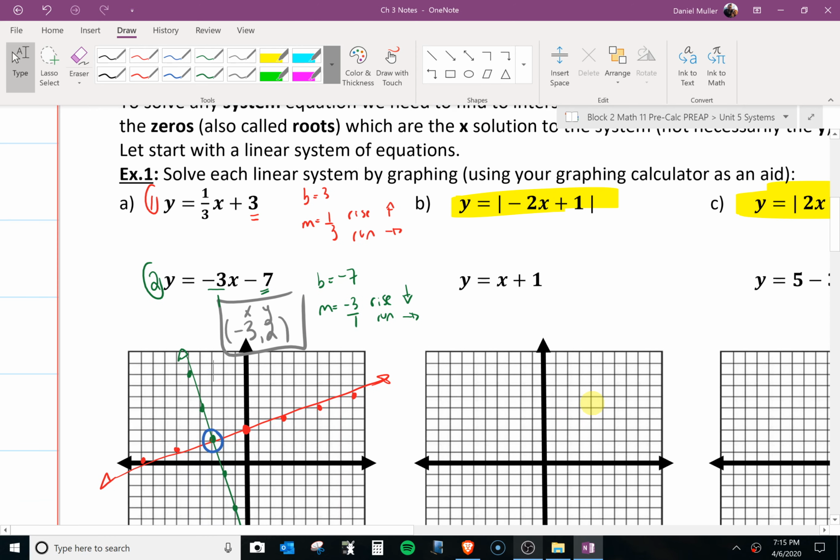So if we take -3 and put it into this top one here, we'll have 1/3 times -3 plus the 3. You don't have to do this, by the way. I'm just proving a point. Negative 3 times the third would be negative 1 plus the 3. Negative 1 plus 3 is 2. So when I put negative 3 in, I get my y value equals 2.